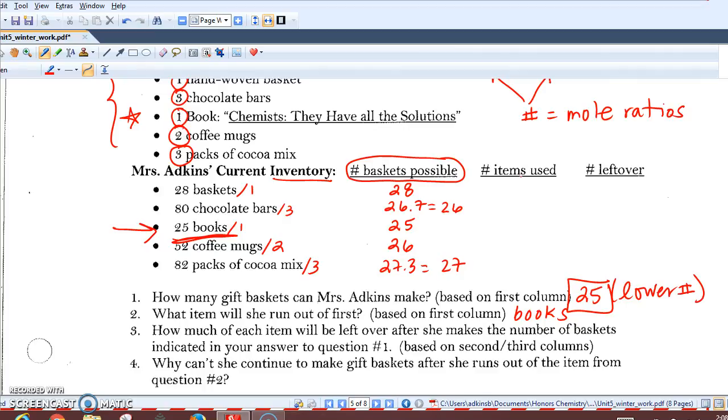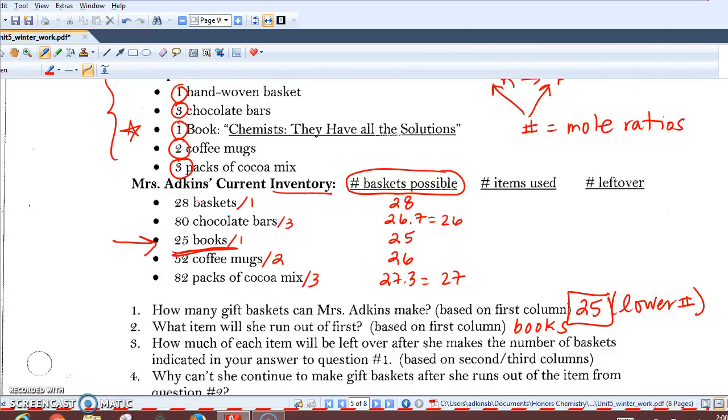If I make 25 baskets, now I need to look at my recipe. For baskets, if I have 25 baskets that I need to make, and each gift basket takes 1, then I would use 25 baskets, right? To get the leftover, I would say the inventory, which was 28, minus 25, and I would get 3.